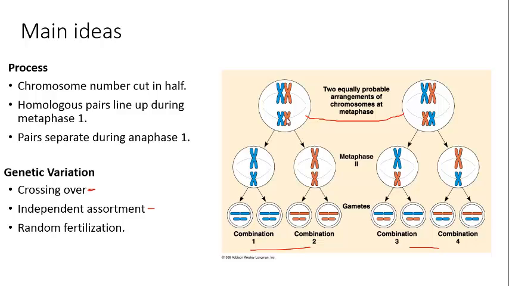Finally, the last form of genetic recombination would be random fertilization. You have all these unique possibilities in the sperm, you have all these unique possibilities in the female egg, and nothing determines what sperm fertilizes what egg. It's all a chance event. Again, increasing genetic variation dramatically. That concludes this video.